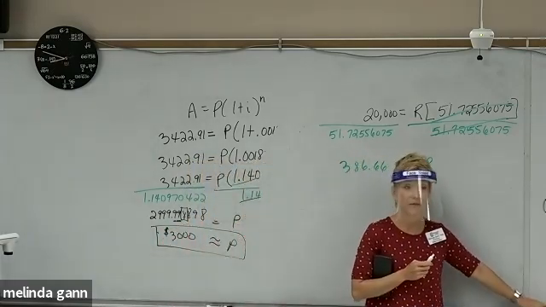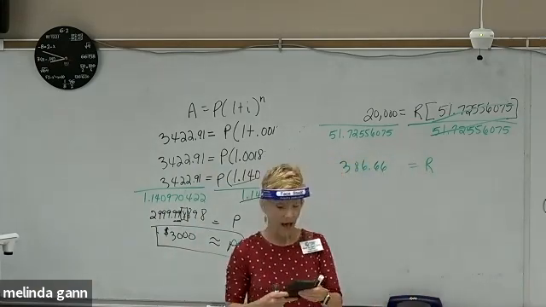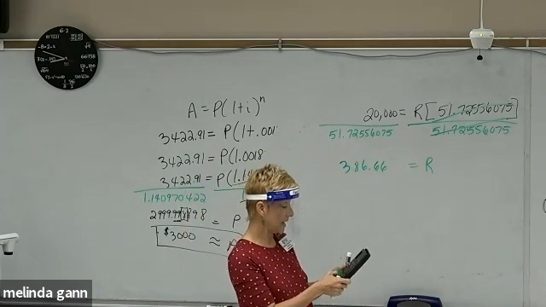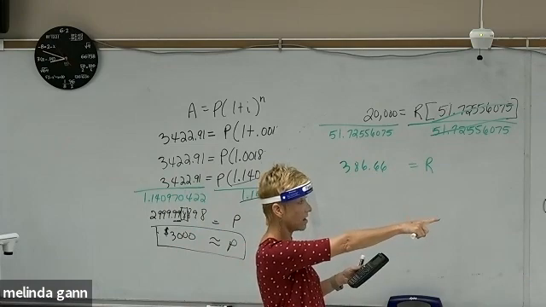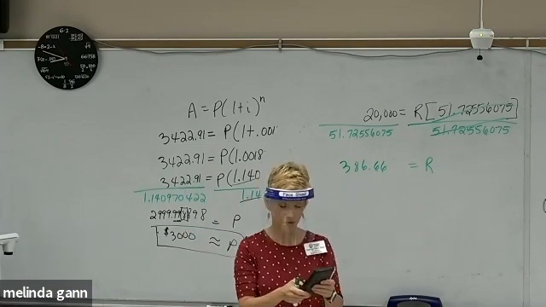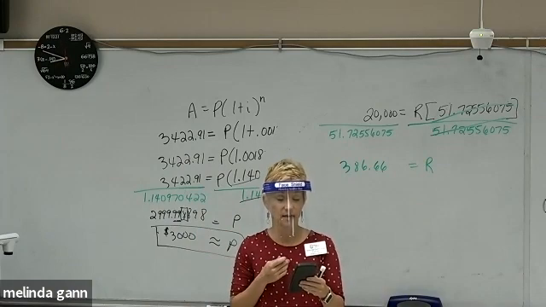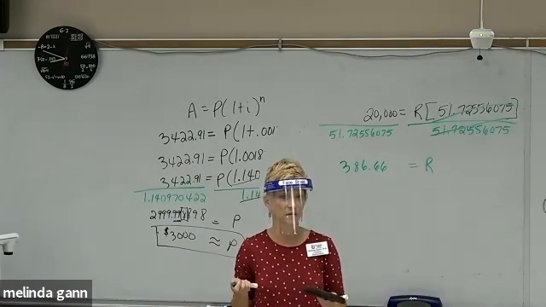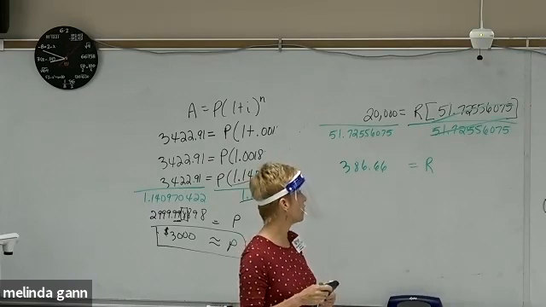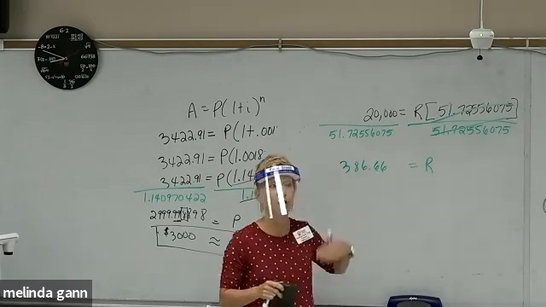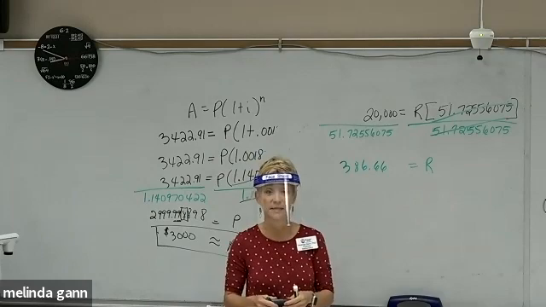Now let me ask you this, how would I figure out how much I paid for the car? I'm going to have to multiply 386.66 times how many times did I pay on that car? 60 times, right? $23,199.60. So I paid over $3,000 in interest. If you want to know the total you paid for the car at the end, you say that monthly payment times how many payments you made, which was 60.